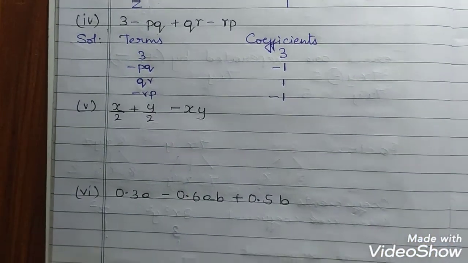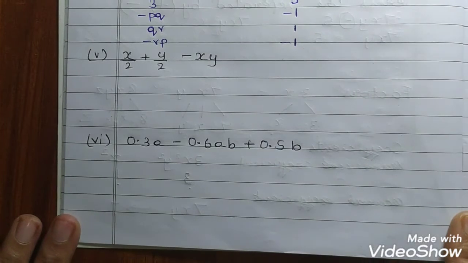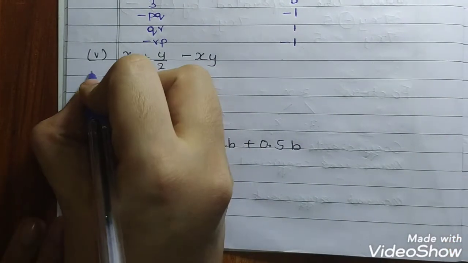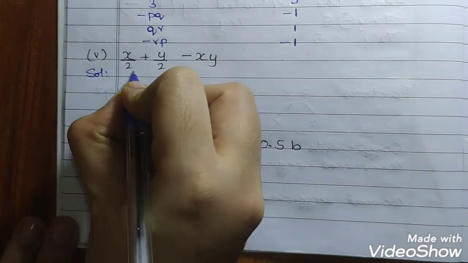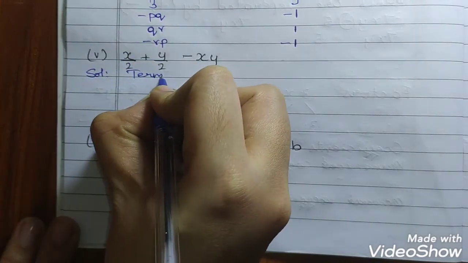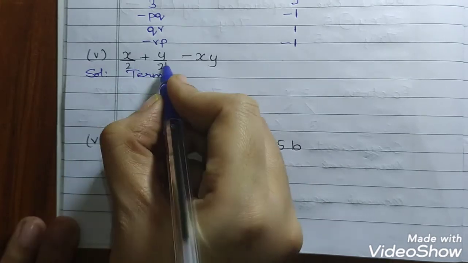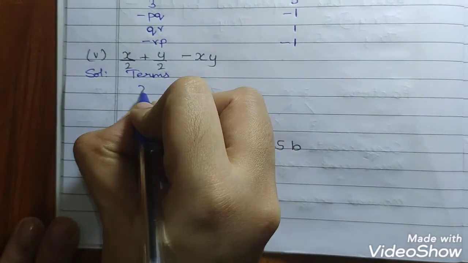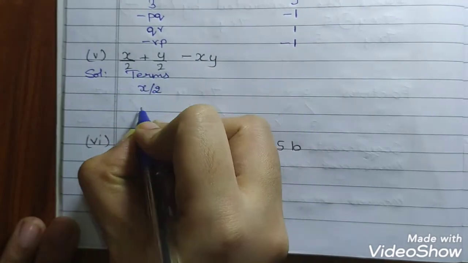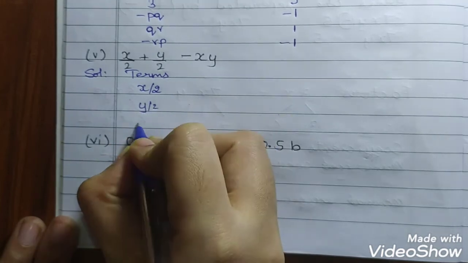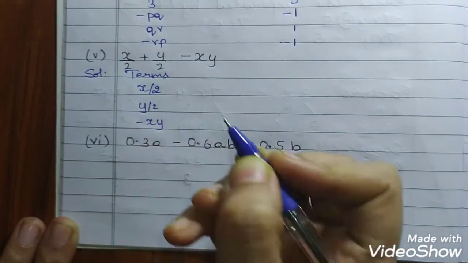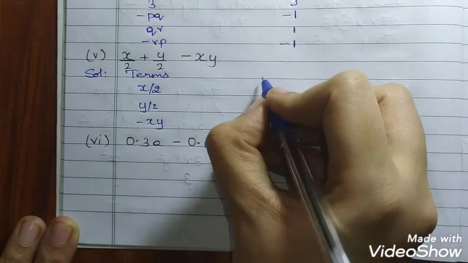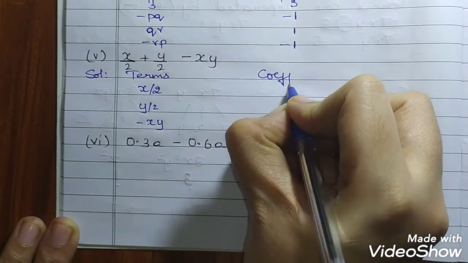Okay. Now the fifth one. How many terms are there? Terms. Okay, 1, 2, 3. 3 terms are there. The first one is x by 2. Second one is y by 2. Third one is minus xy. 3 terms. Okay. Now coefficients.